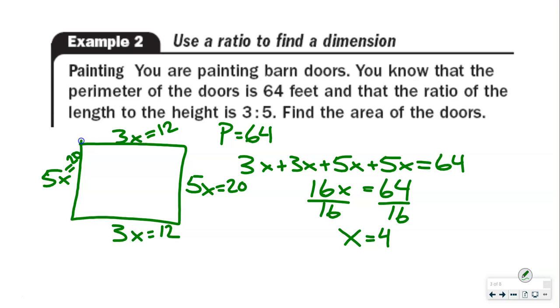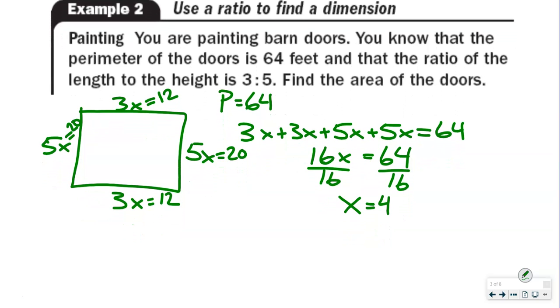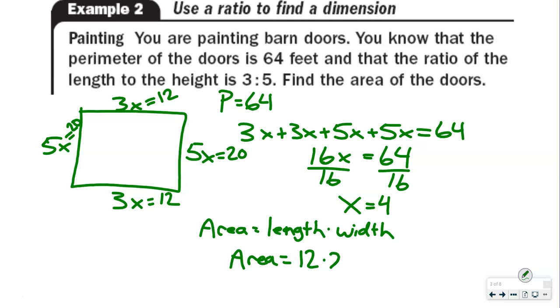So our area is length times width. Maybe make a note of that if you've forgotten. Length times width to give us the area. So our area equals 12 times 20. Area equals 240 feet squared.